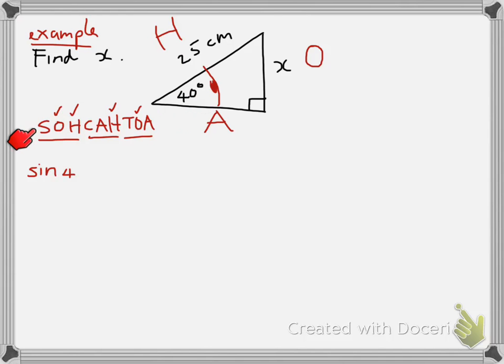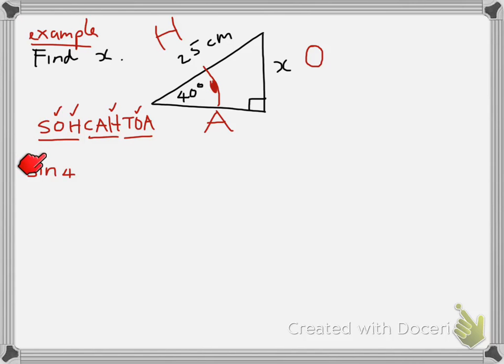Now what I suggest you do is write out SOHCAHTOA and put ticks next to the side that you want and next to the side that you are given. So I want to find the opposite side x, so I put a tick here next to opposite wherever I see it. And I've also got the hypotenuse given to me, so I tick H and there again. Now in one of these three ratios we will have two ticks, and we can see that it's sine that we have the two ticks.